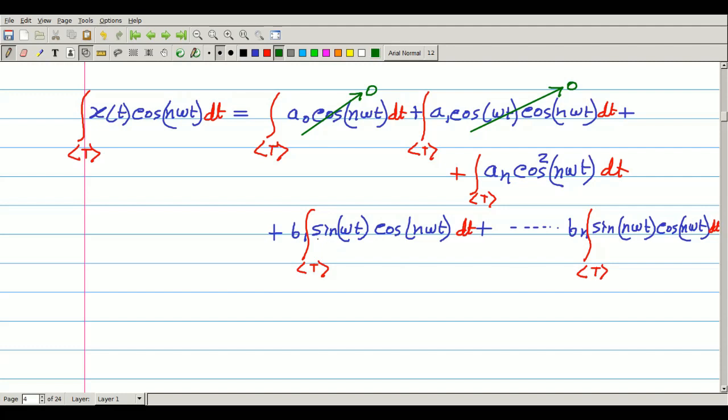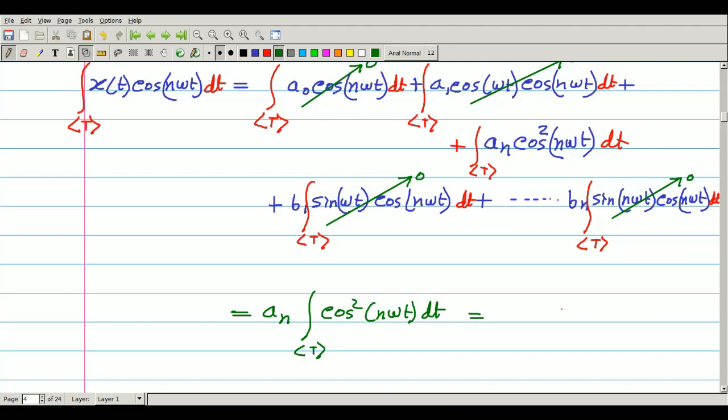Then, in the same way, the product of sine and cosine is always 0 when integrated over a complete cycle. Again, here sine and cosine gives 0. Only this term will survive, and this will be equal to an constant, then integration of cosine square n omega t dt. Integration of cosine square is equal to T over 2, and then an.